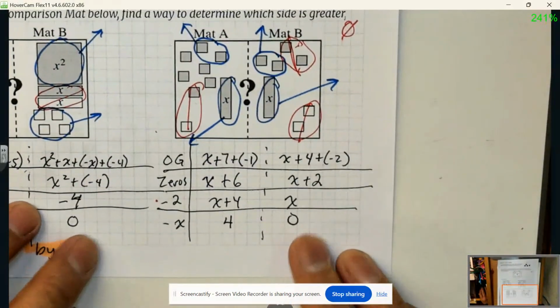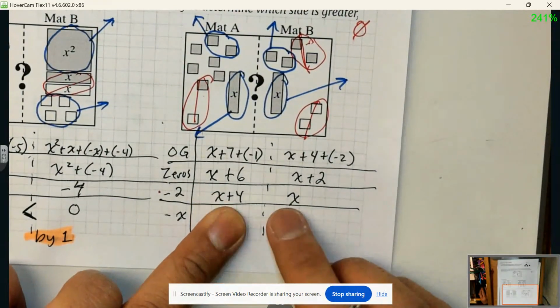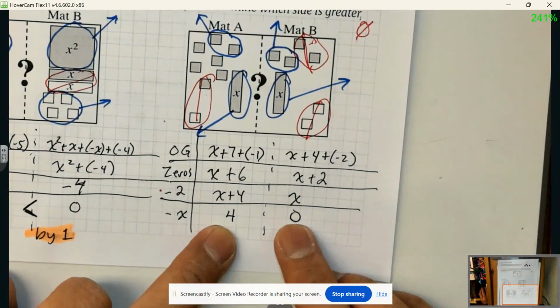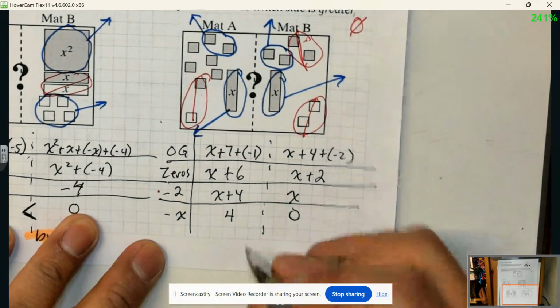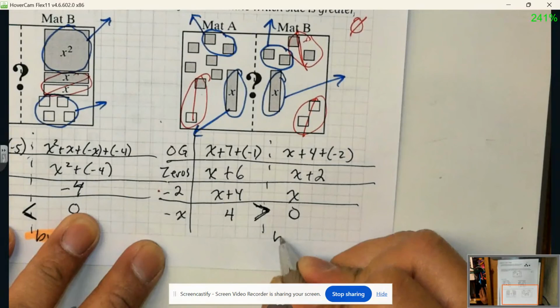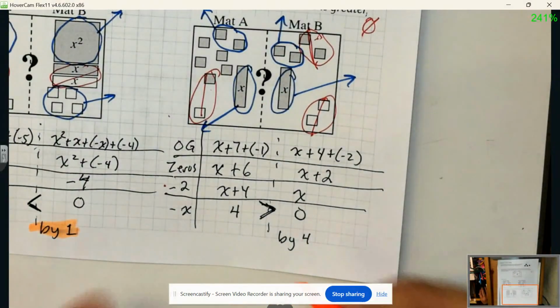And as we can tell, if we go one step forward, we can still see whatever number that x is, A is going to be 4 bigger than that. And then we did a legal move, and that's still true. Mat A is bigger than mat B. So mat A is greater by 4. Again, which was still true on the previous move.